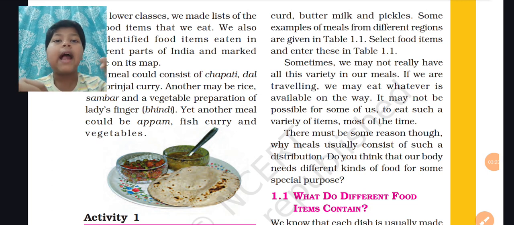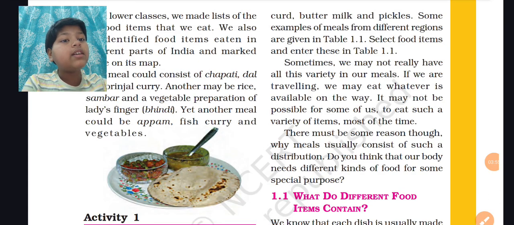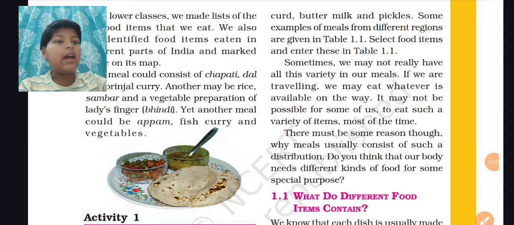So suppose you are traveling in summer vacation, and you are traveling by train. You will not be wondering what to eat. You will just eat what is available on the train. You will not be so choosy that you will eat only this one and not that one, right? And why is it that not all of us get a variety of food every time? Most of the time we don't, right?